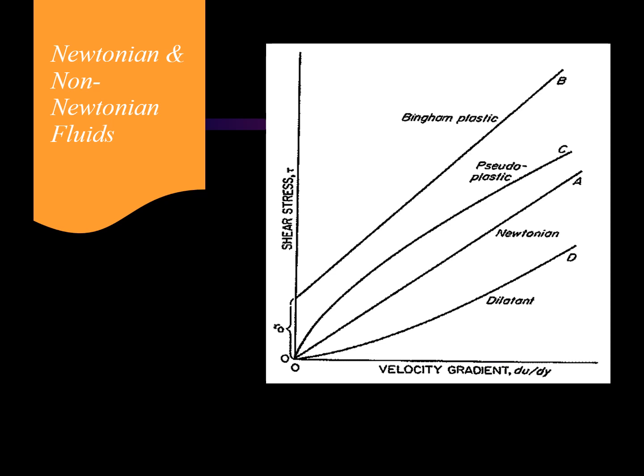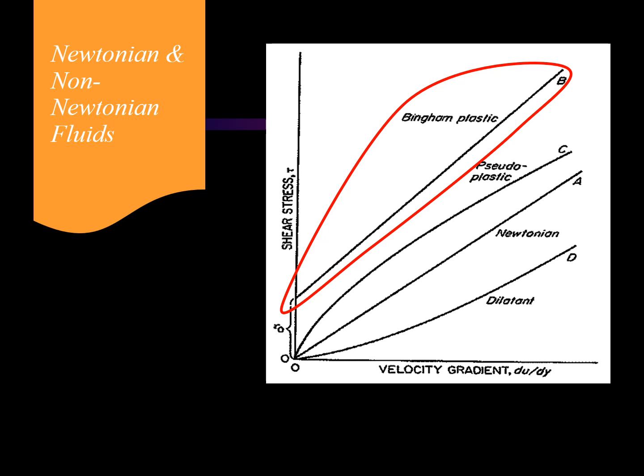Curve B behaves as a rigid body and doesn't flow at all until a minimum shear stress tau O is attained, after which it flows linearly as a viscous fluid at a stress greater than tau O. These materials are called Bingham plastic fluids, like paints and toothpastes.